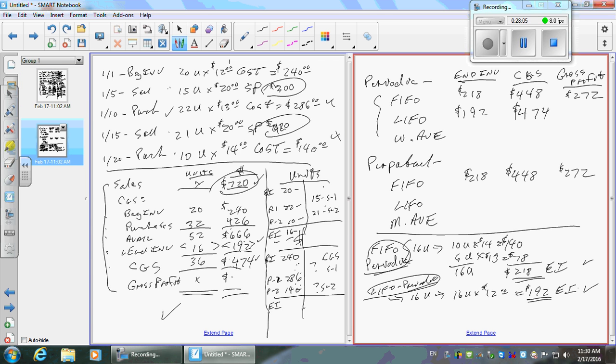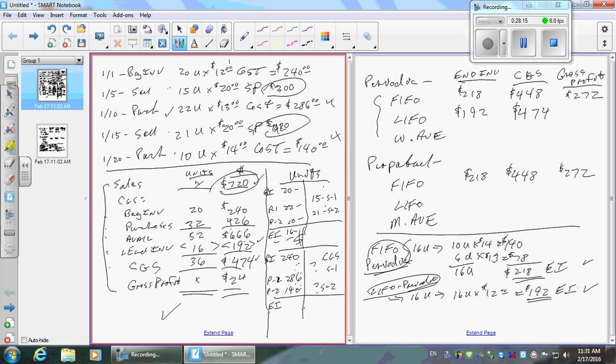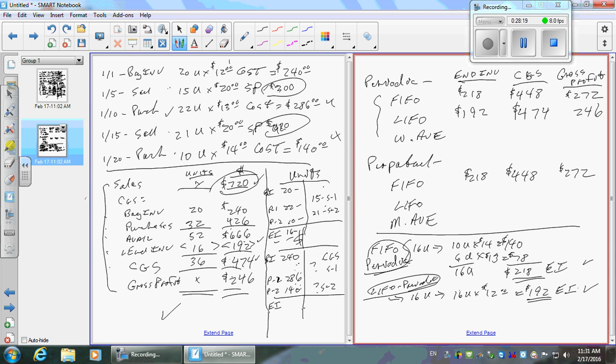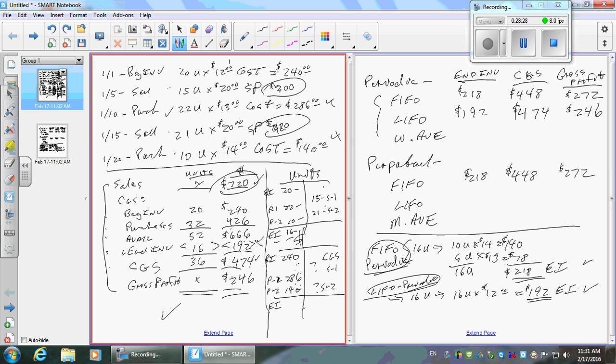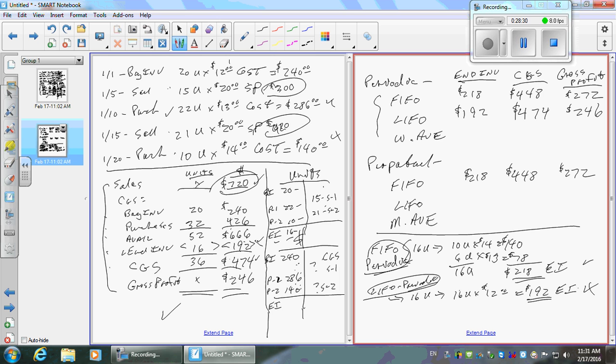Guess what gross profit is? Sales is how much, everybody? 720. What's cost of goods sold? 474. What's the difference? I'm going to quit trying to do it myself. 246, okay? I took my ending inventory, 192. Right? That's the ending inventory there. 192 and subtracted from 666. Yeah, every time.